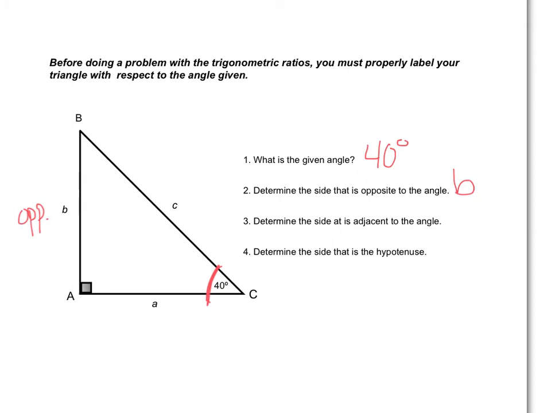Well, one of these is the hypotenuse, so maybe we should label that one first. The hypotenuse, remember, is the longest side and the side across from the 90-degree angle. So side C is across from the 90-degree angle, so we might as well answer the fourth question right now. Side C is then the hypotenuse. So that leaves side A, which is next to my reference angle, so it's the adjacent. So side A is the adjacent.